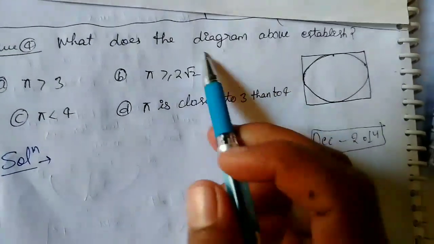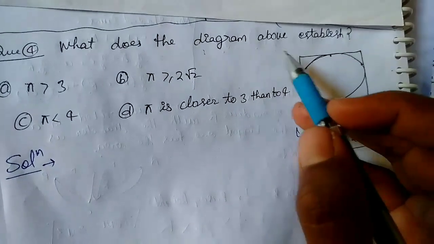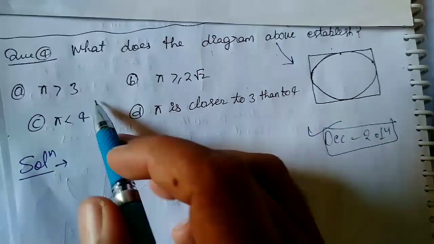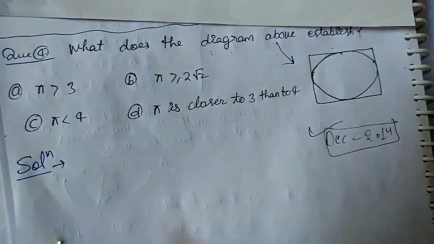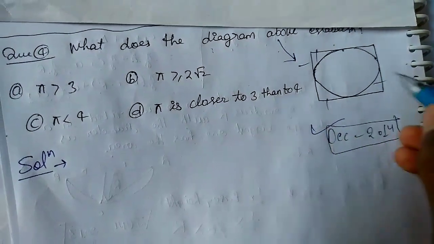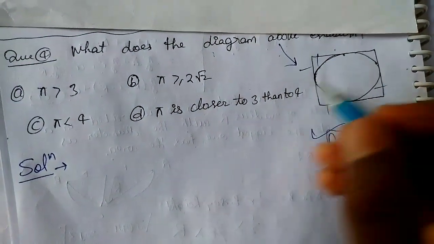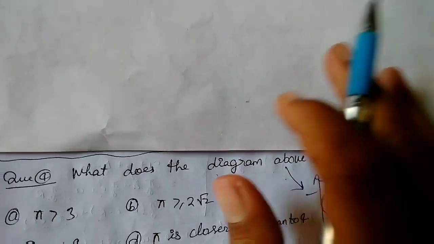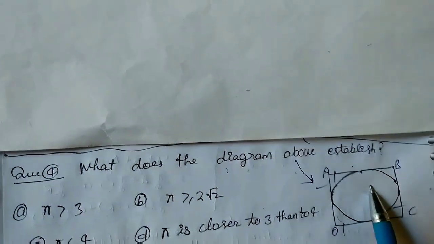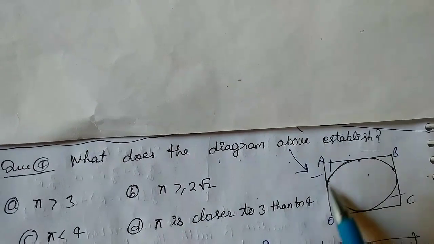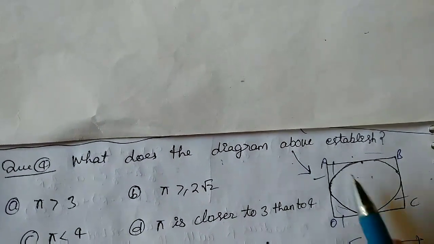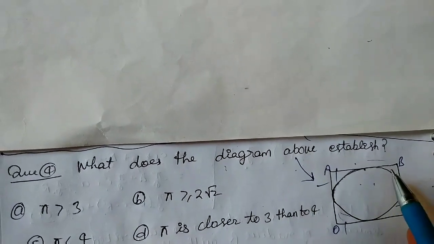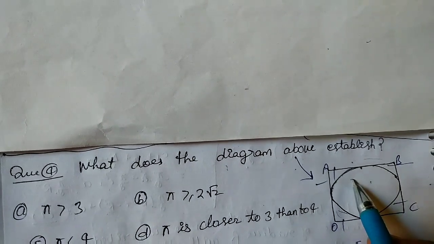There is another question asked in the CSIR NET December 2014. This question is, what does the diagram establish? These are 4 relations, and you have to calculate which relation is correct. So there is a square and this is a circle. So you have to find the relationship between these in this figure. From this figure it is clear that it can be calculated on the basis of area, and you have to find the area of this square and then the area of this circle, because this circle is inside the square. So the area of this square will be greater than the area of this circle.